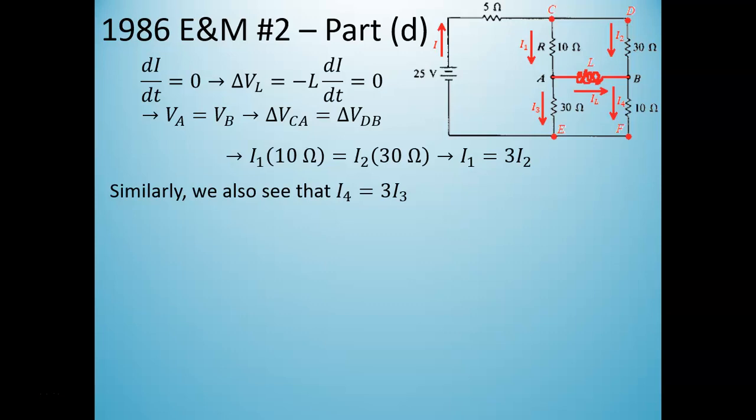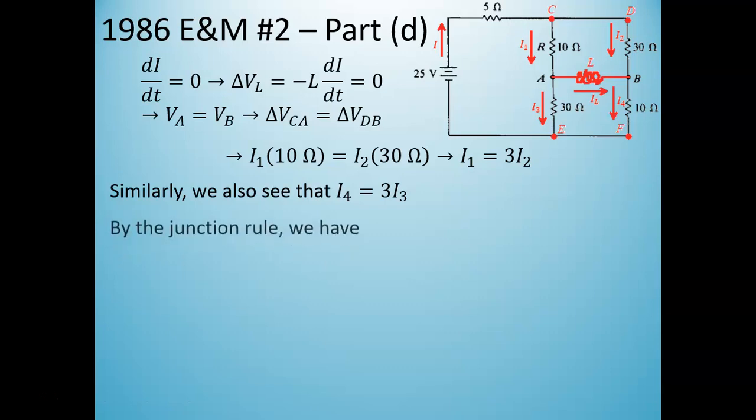And similarly, we also realize that because delta V_AE is equal to delta V_BF, that means that the current going through I4 must be 3 times the current going through I3, because if the potential difference is the same and the resistance is 1/3 of what it is in the other one, then the current must be 3 times. Again, that's just Ohm's law.